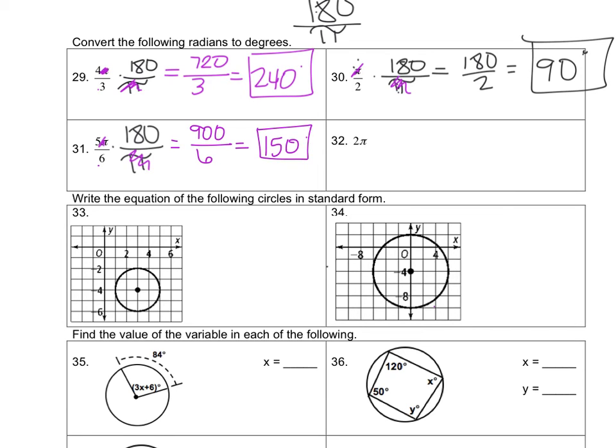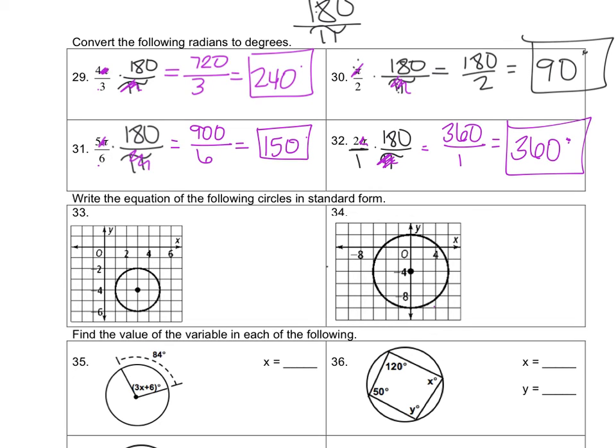And for the last one, same thing. You're converting radians to degrees. So multiply by 180 divided by pi. So you can put this 2 pi over 1. Your pi's are going to cancel again. So those go away. So 2 times 180 is 360. And on the bottom you only have 1. Well, 360 divided by 1 is 360. So 2 pi is really 360 degrees.